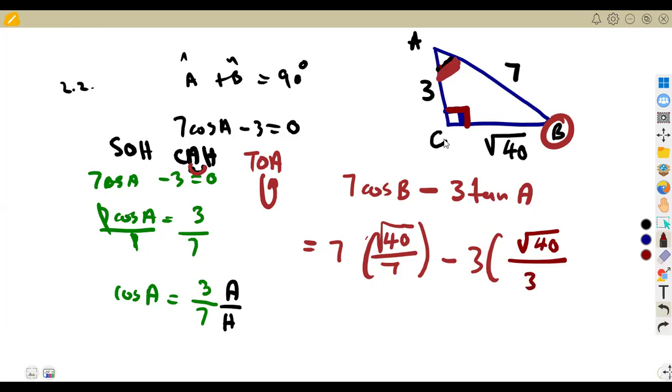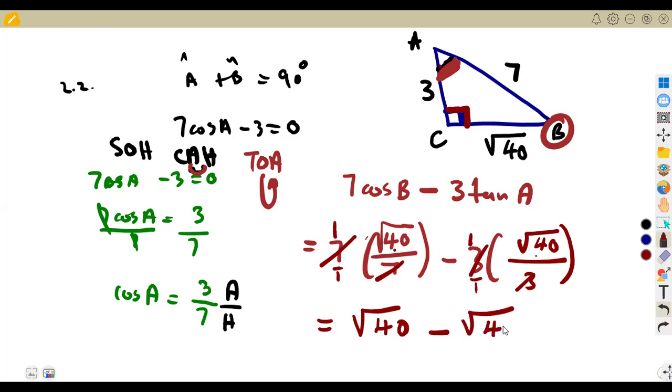A and C are sitting next to each other here. So that is what we have. As we can see, this is the same as 7 over 1. This is the same as 3 over 1. So the 7 and the 7 will cancel, we get a 1. 1 times the square root of 40 is the square root of 40. Minus 3 and 3 will cancel, remain with a 1. 1 times the square root of 40 is what? The square root of 40.